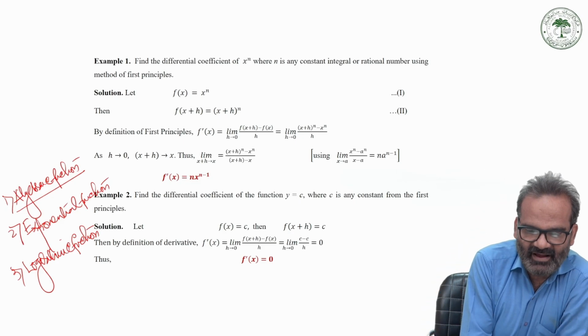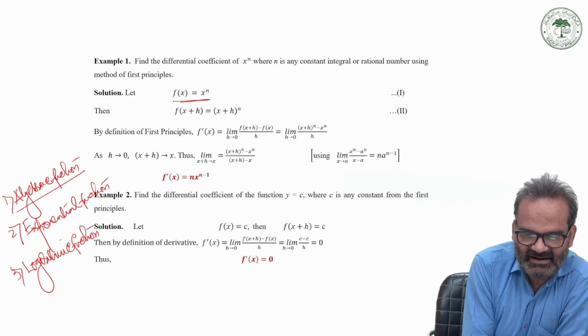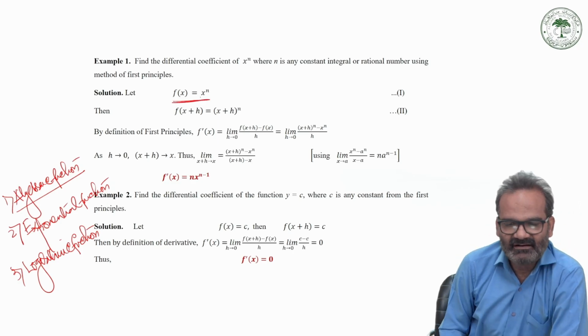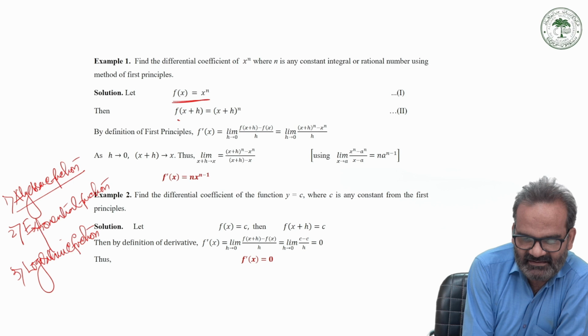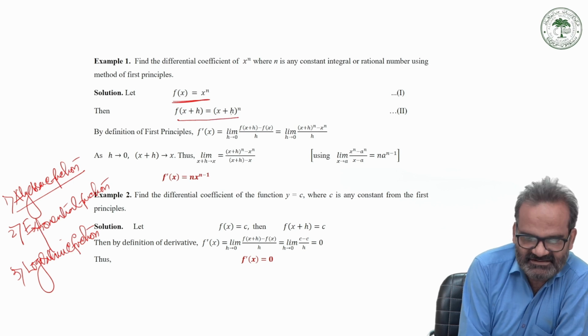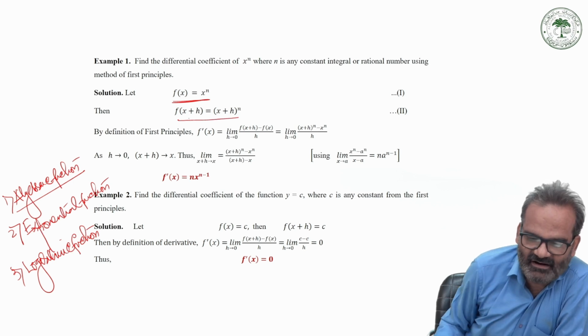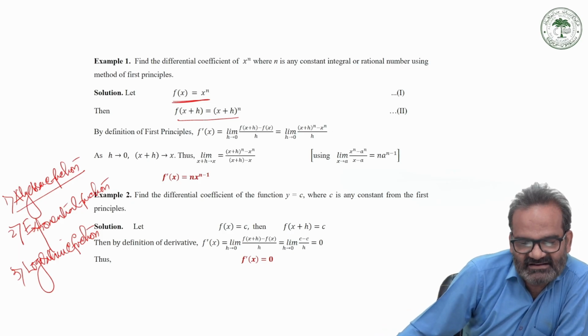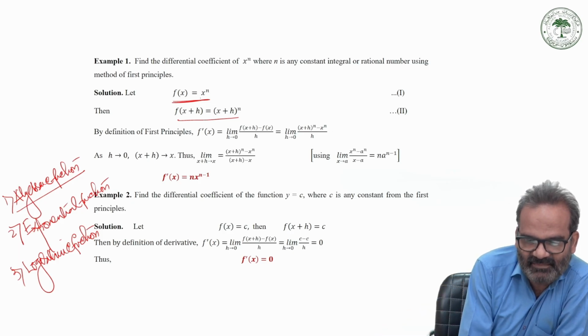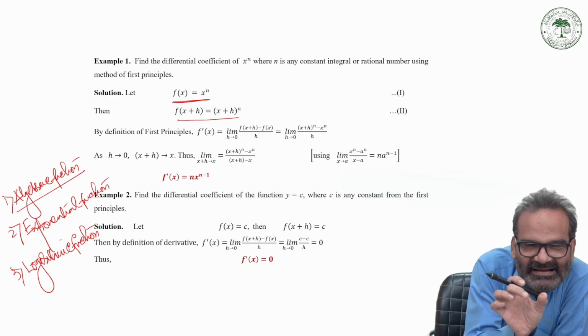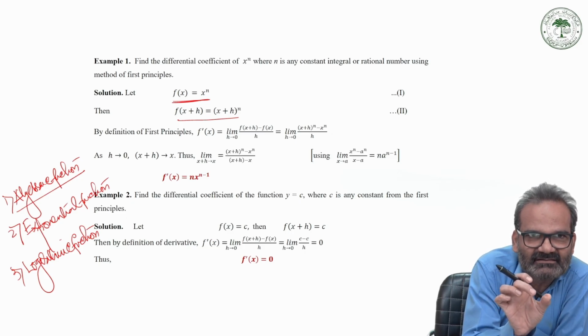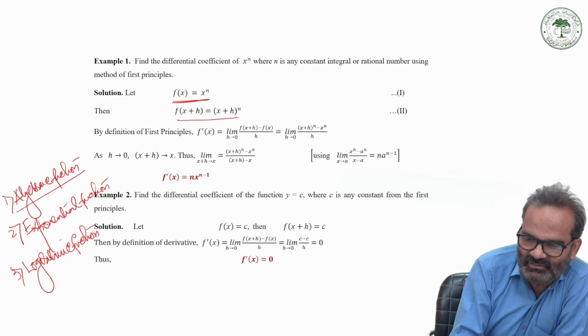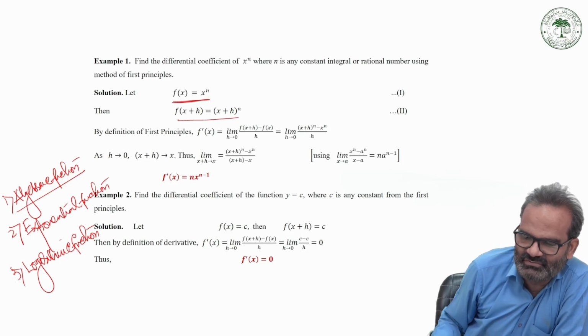See, f of x is equal to x^n. This is given to us. Find out f of x plus h, right? See here, f of x plus h is obtained by replacing x by x plus h in the given function. So here x^n becomes (x plus h)^n. Simply replace x by x plus h and nothing else, right? So this is equation 1, this is equation 2.